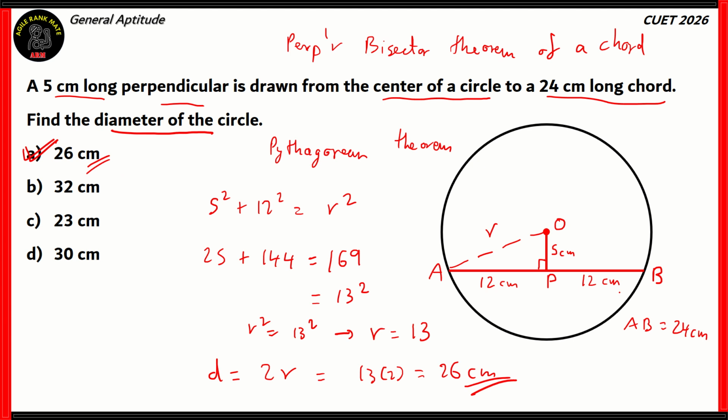If you understand the theorems of a circle, then that would help you out here. Basically, the theorem that we need to look at is the perpendicular bisector theorem of a chord. So any line that passes through the center of a circle that is perpendicular to a chord in the circle will act as the perpendicular bisector of that chord. And using that and the Pythagorean theorem, we found out the radius of the circle, and since diameter is twice the radius, we got our final answer, which is 26 centimeters.